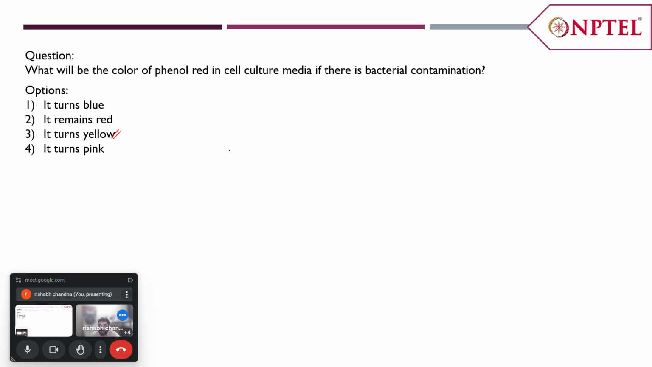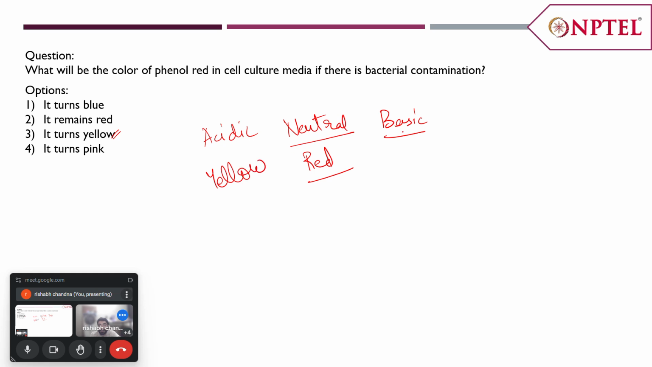So, as I said a few questions back, there are three forms of phenol red. In case of neutral conditions, that is the general body pH, it is red in color. In case of acidic, it will turn yellow, and in case of basic, it will turn pink. So in the bacterial contamination case, the media turns pink.